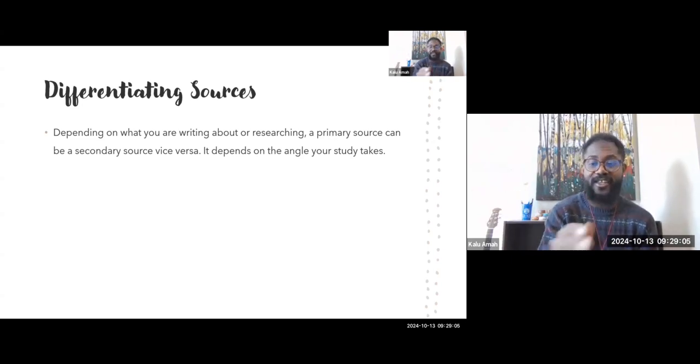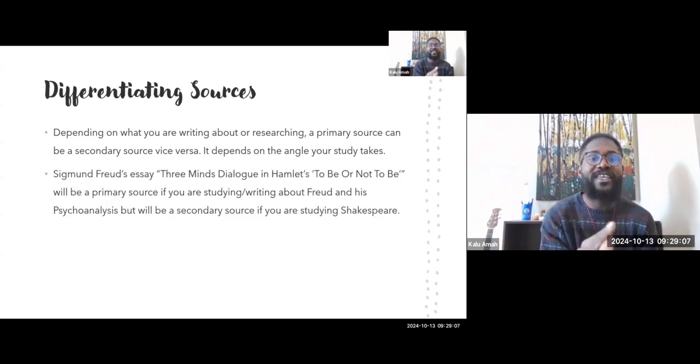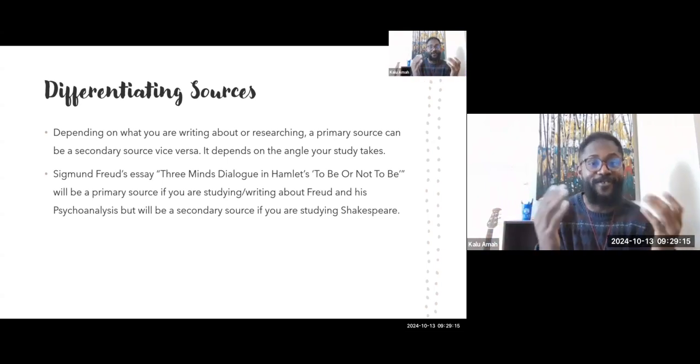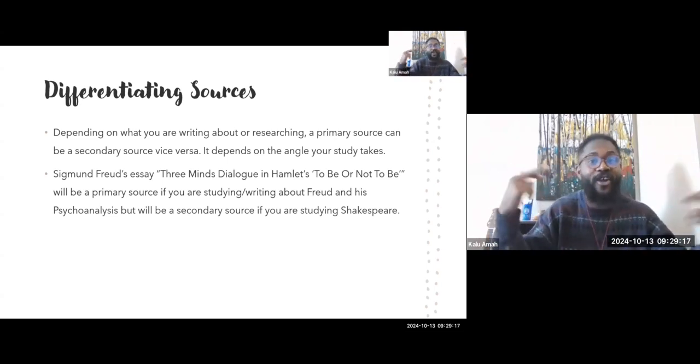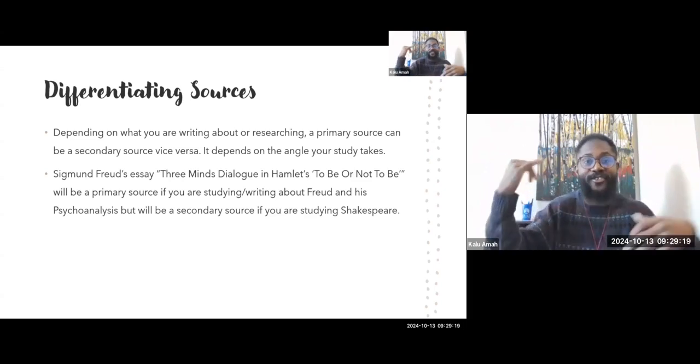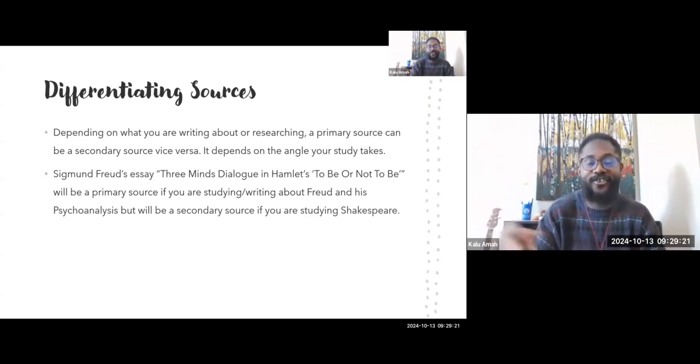angle your study takes. Let me give an example. Sigmund Freud's essay, Three Minds Dialogue in Hamlet, To Be or Not To Be. This essay doesn't exist, I made it up, sorry. But I know that Sigmund Freud's psychoanalysis is about the mind: the subconscious, preconscious, and unconscious, which are the three levels of the mind.